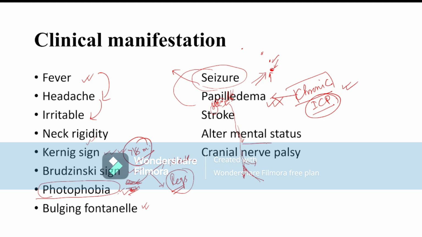There may be a presence of altered sensorium. Why altered sensorium? If the cerebral cortex is involved by the viruses or bacteria, or there is irritability in the cerebral cortex, then there may be an altered sensorium. An altered sensorium is mainly present in viral meningitis. And there may be a presence of cranial nerve palsy.